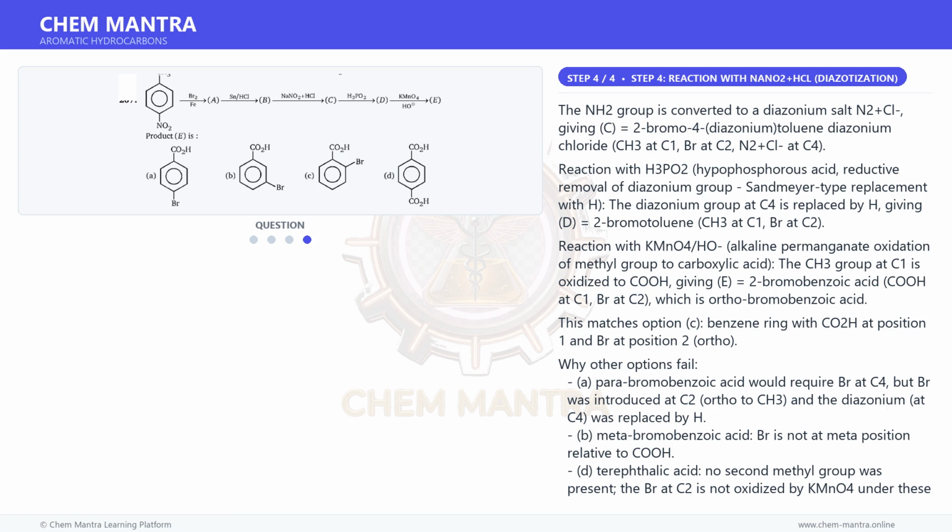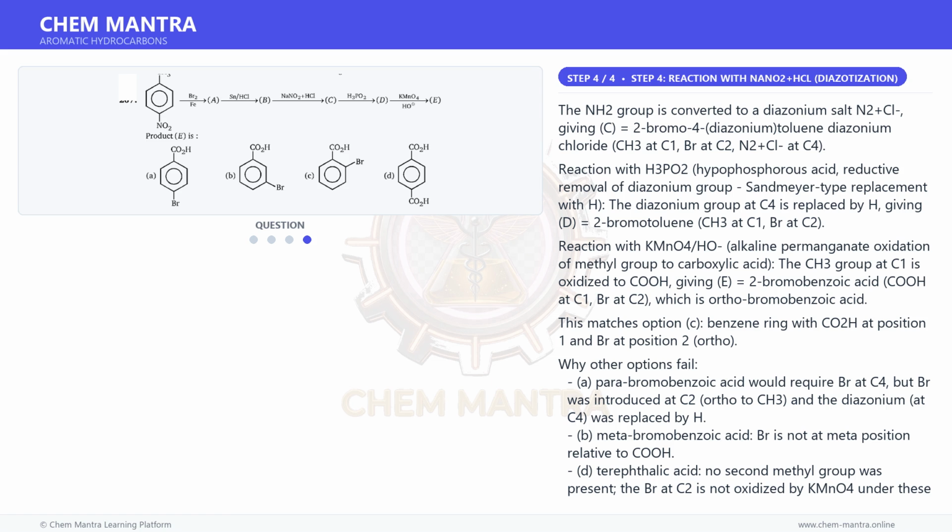Reaction with KMnO4/OH-, alkaline permanganate, oxidation of the methyl group to carboxylic acid. The CH3 group at C1 is oxidized to COOH, giving E equal to 2-bromobenzoic acid, COOH at C1, Br at C2, which is ortho-bromobenzoic acid. This matches option C. Benzene ring with CO2H at position 1 and Br at position 2, ortho.